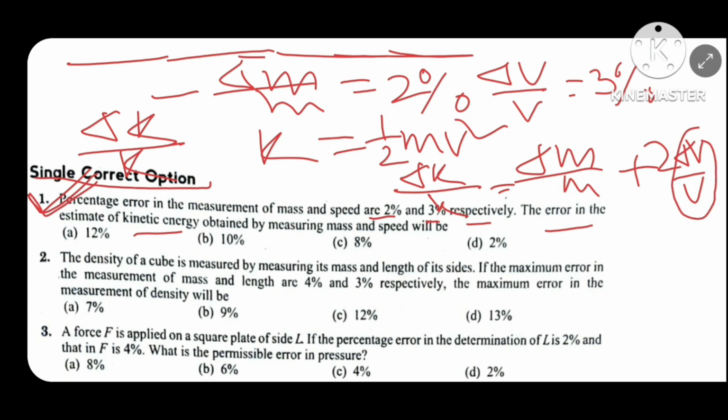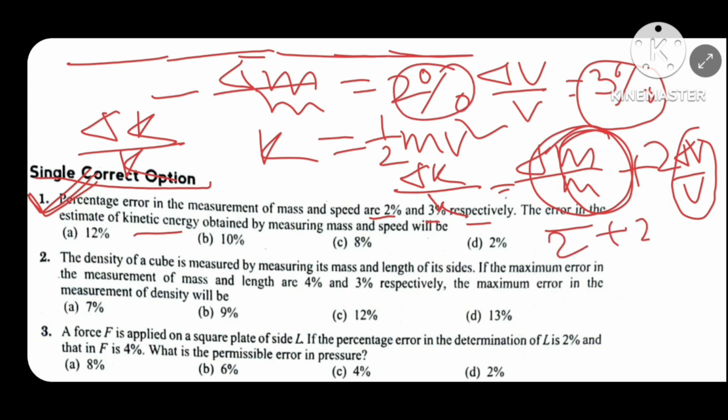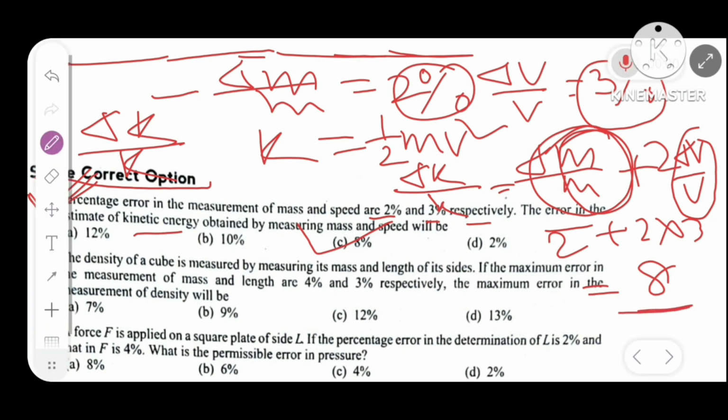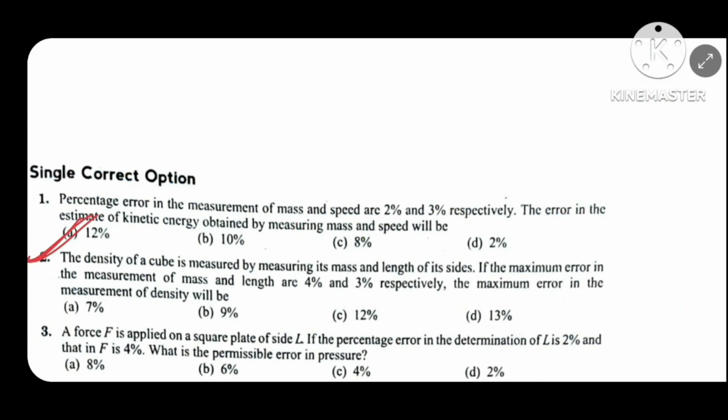Now look at this, delta v by v is 3%, delta m by m is 2%. Therefore 2% plus 2 into 3%, so this is 8%. Okay, so option C is correct. Understood? Next. Now question number 2.